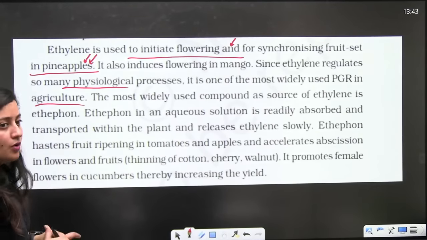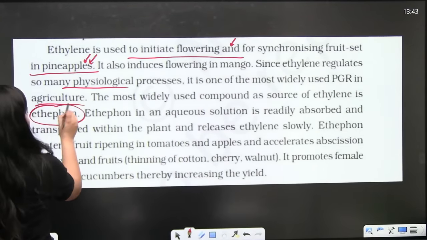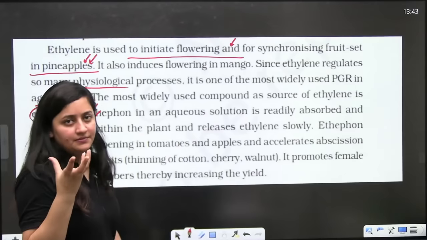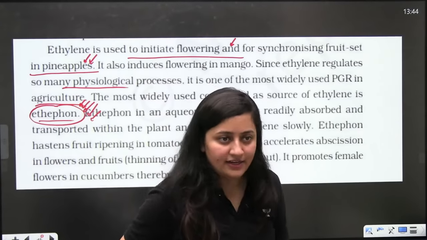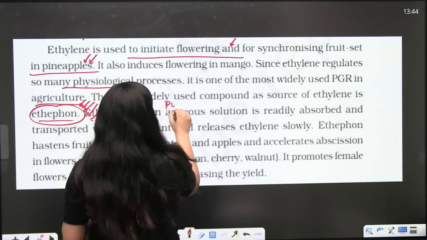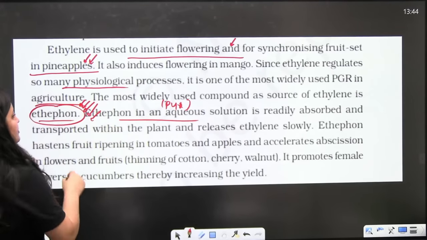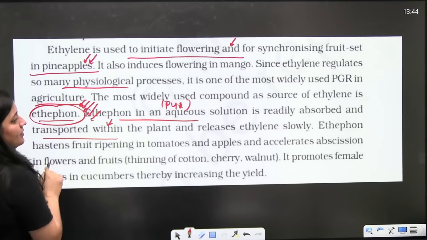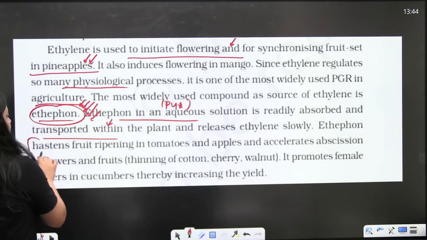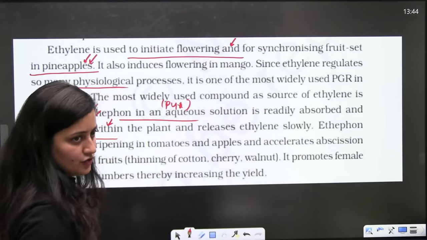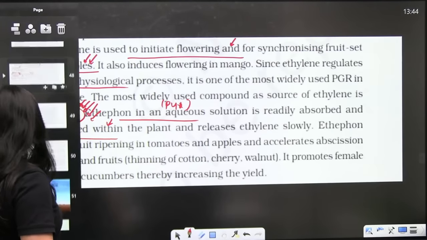Done? Now, ethephon. Basically, ethephon is the source of ethylene. It is also a PYQ. Ethephon is also the source of ethylene. It is an aqueous solution which is readily absorbed and transported within the plant and releases ethylene slowly. Ethephon. This is the PYQ that you need to remember. That's all. Next is ABA.